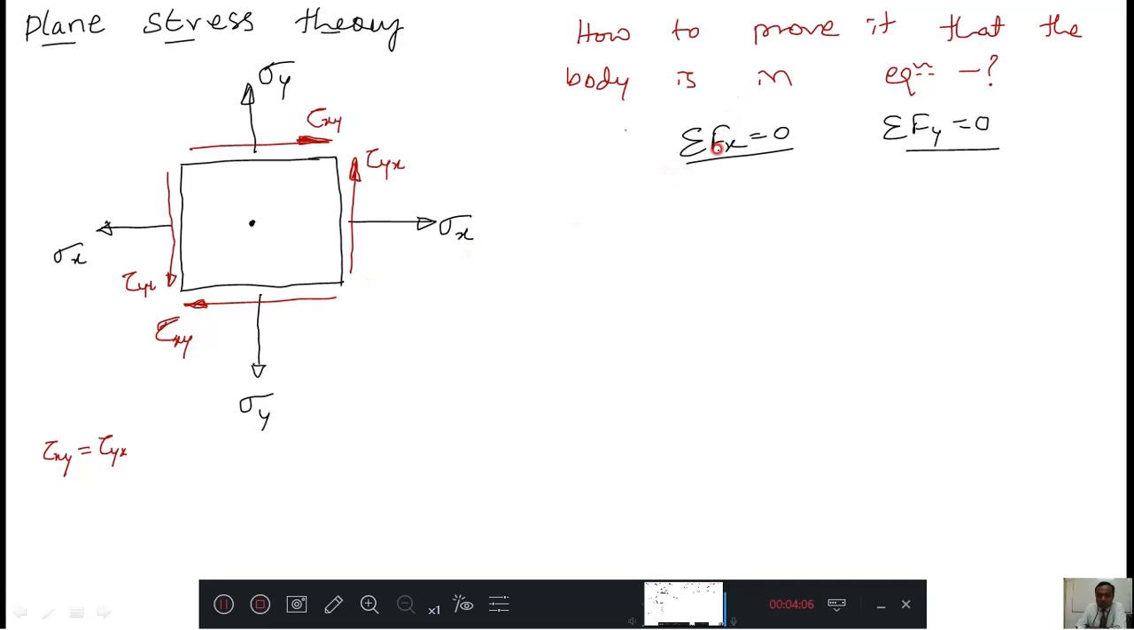Okay, now sigma Fx equal to 0. Look here: sigma x, equal and opposite, cancelled. Tau xy, this is cancelled. Therefore, sigma Fx equal to 0. Sigma Fy equal to 0: sigma y cancelled, equal and opposite. Tau xy and tau yx, these two are equal and opposite, cancelled. Therefore, it is in equilibrium. No doubt. Now I have proved that the body is in equilibrium.